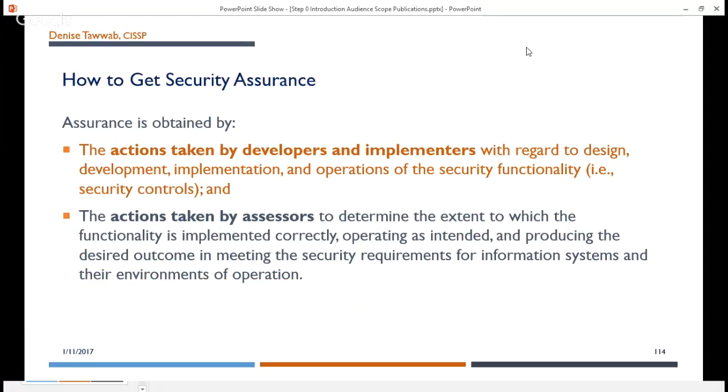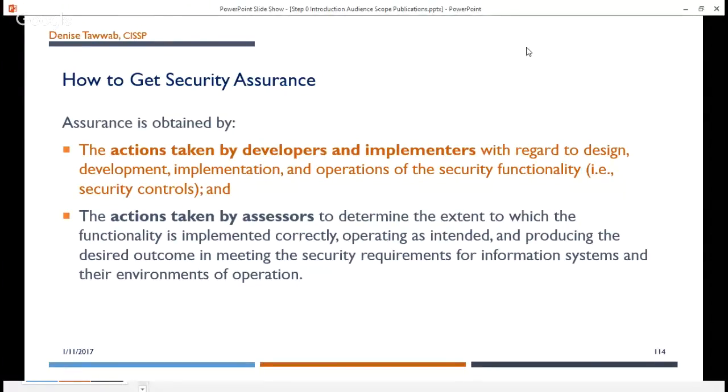So, how do you get security assurance? Well, assurance is obtained, one, by the actions taken by developers and implementers with regard to design, development, implementation, and operations of the security functionality. For example, your security controls.